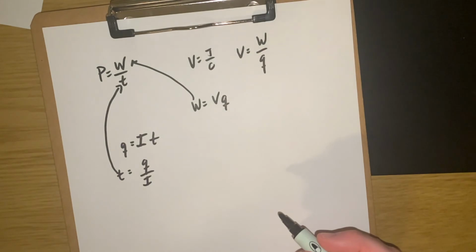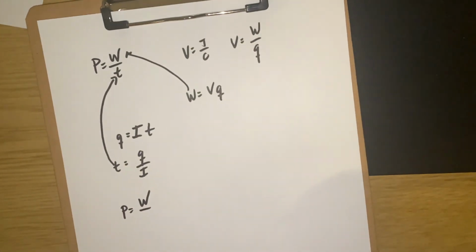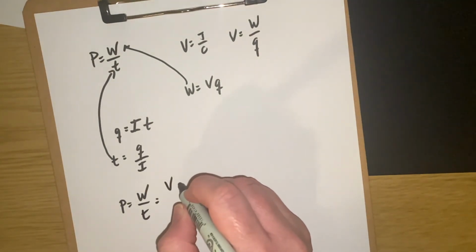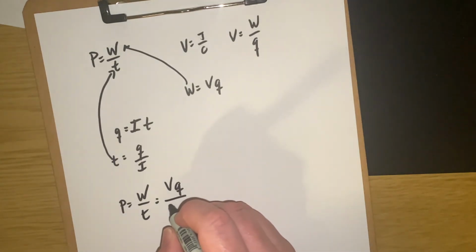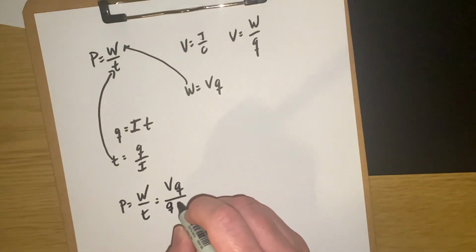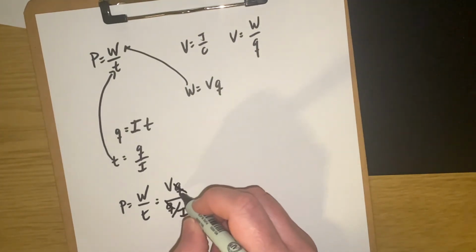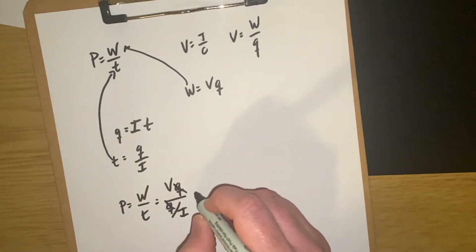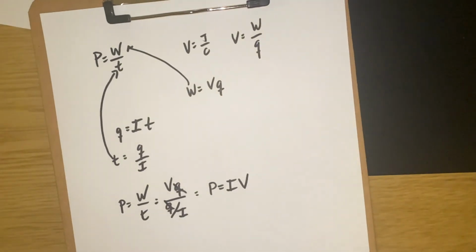And so what that gives us, we know that power equals work over time. So we can say our work is V, our voltage, times our charge, divided by our charge over our current. And if we rearrange this, the charges cancel out, the current on the bottom of the bottom moves to the top, and so we have P equals IV. And so that's where that comes from. There's another way that we can get there.